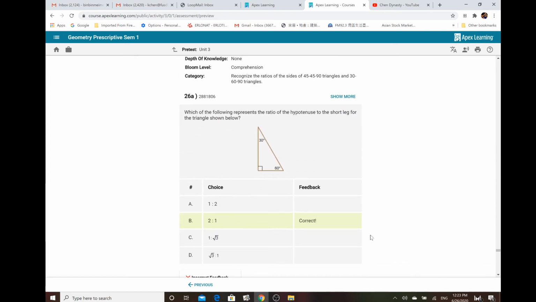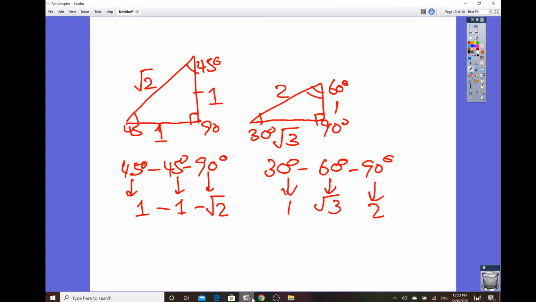And then what about 30, 60, 90 degrees? Another right triangle. The ratio of the hypotenuse to the shorter leg, so this one is 2 to 1. What do they mean by the shorter leg? It's actually the shortest leg. So 2 to 1.